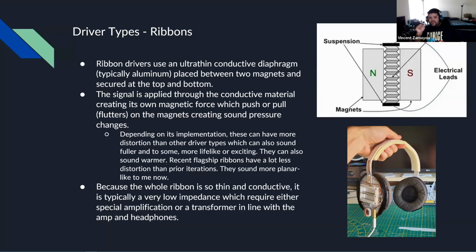The whole ribbon is very thin and very conductive. Because of that, the impedance is typically extremely low. And you usually need a special amplifier or some transformer between your normal headphone amplifier and the headphones themselves. Otherwise, you will generally blow a regular headphone amplifier and usually destroy the headphones too. So you have to be very careful with these.